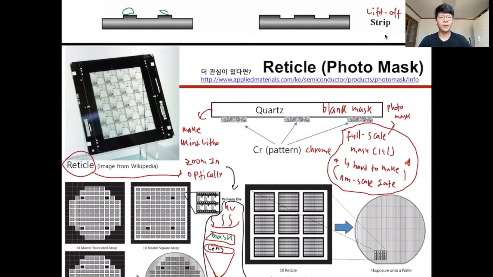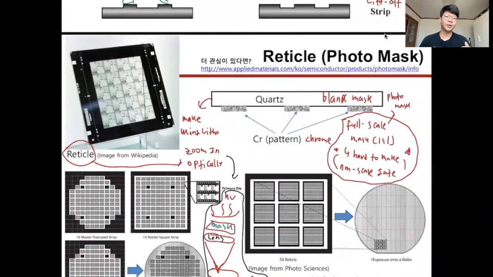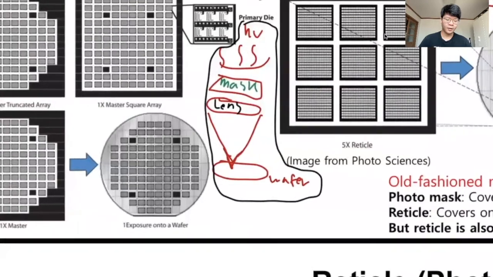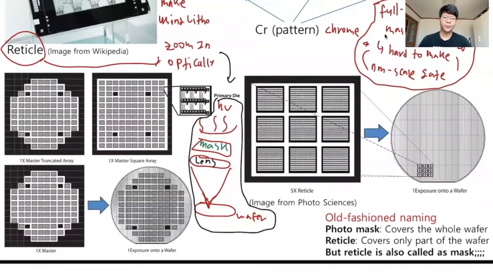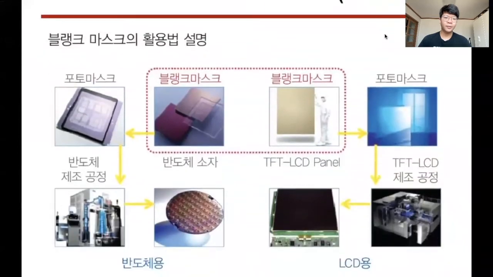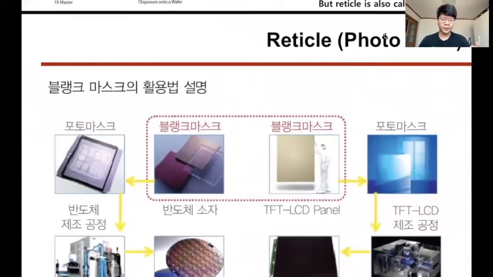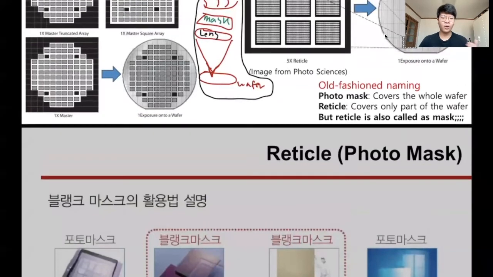We don't use it nowadays because it is hard to make nanometer-scale gates or nanometer-scale lines. So nowadays we use an optical lens, so it is not one-to-one scale. There are one or two or multiple dies per mask. So in reticles, we use a blank mask, which is crystal or quartz.